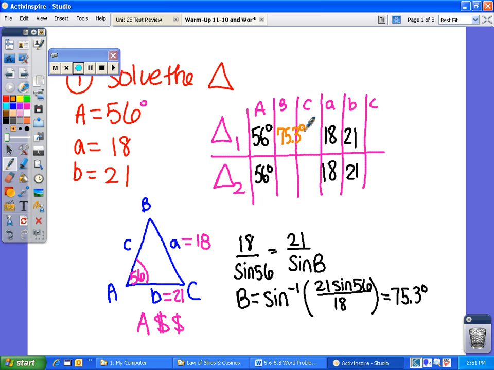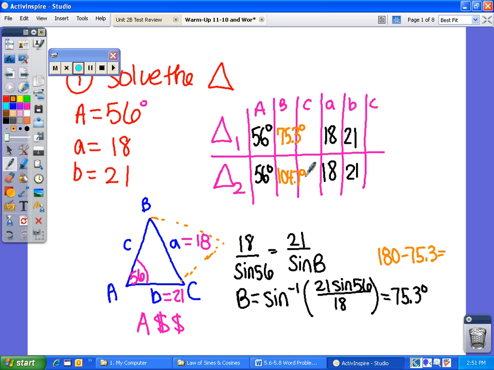Once you solve for B, you have to get its supplement. Because you never know if your triangle at B is going to be an acute angle or if it'll be a bigger triangle where it might have an obtuse angle on that side. So that's why we find the supplement. So the supplement of 75.3 would be to do 180 minus 75.3, and you get 104.7.